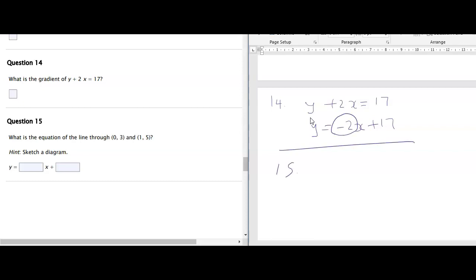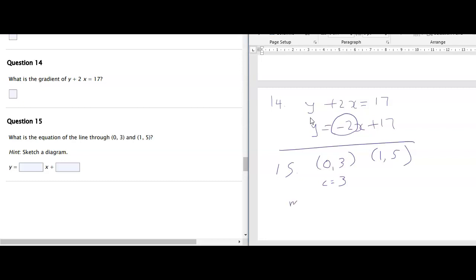Okay, question 15. What is the equation of the line through (0, 3) and (1, 5)? Now, this is my y-intercept. Remember, your y-intercept is when x equals 0. I could probably sketch a diagram to get the gradient, but I'm not going to. So your y-intercept is 3. If you ever see a 0 there, it tells you automatically what your y-intercept is, which is awesome.